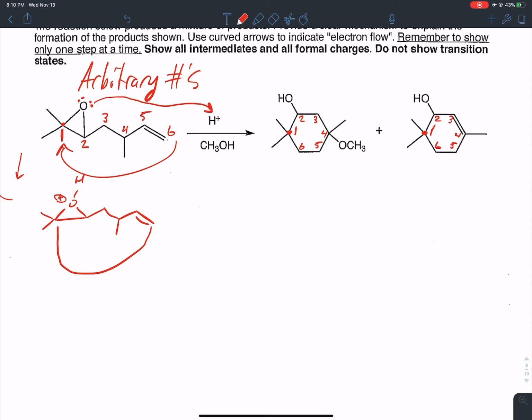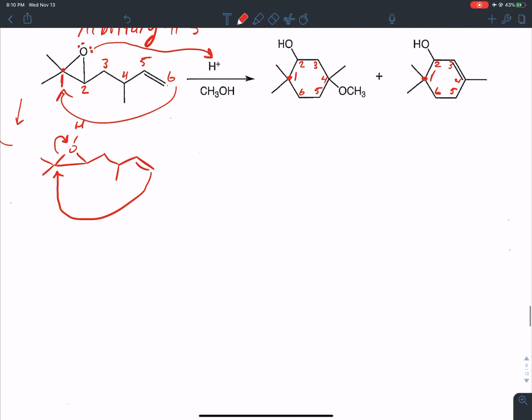So what that's going to do, that pair of electrons is going to come attack the epoxide at the most substituted side. What that's going to do is it's going to break the carbon to oxygen bond in the epoxide. That means the OH is going to swing out, as in, it'll be an OH in this case. So now we formed a new carbon-carbon bond and we've closed up this ring.